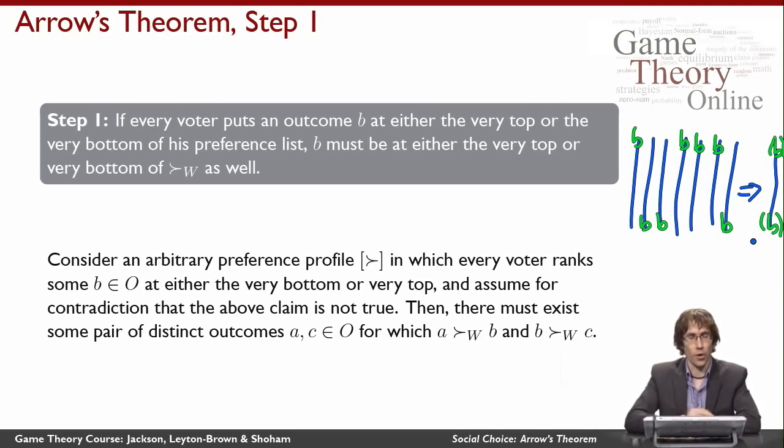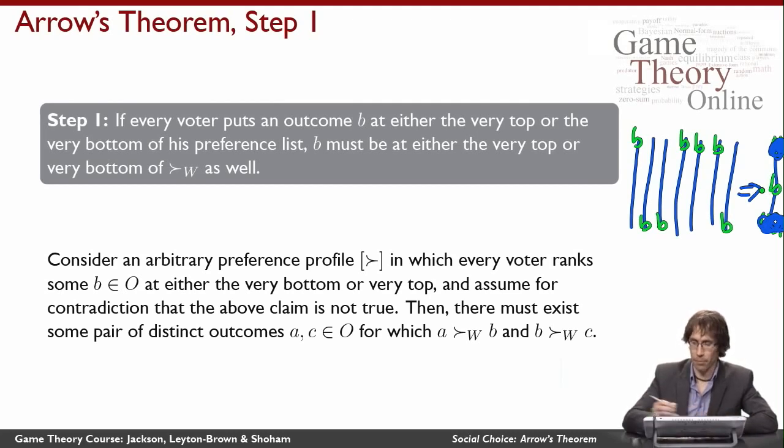So the way we're going to do this is we'll consider some arbitrary preference profile that satisfies this condition. Every voter puts B either at the very top or the very bottom of their preferences. And let's assume for contradiction that the claim that we've just made is not true. Instead, we don't have B here, but we've got it somewhere in the middle.